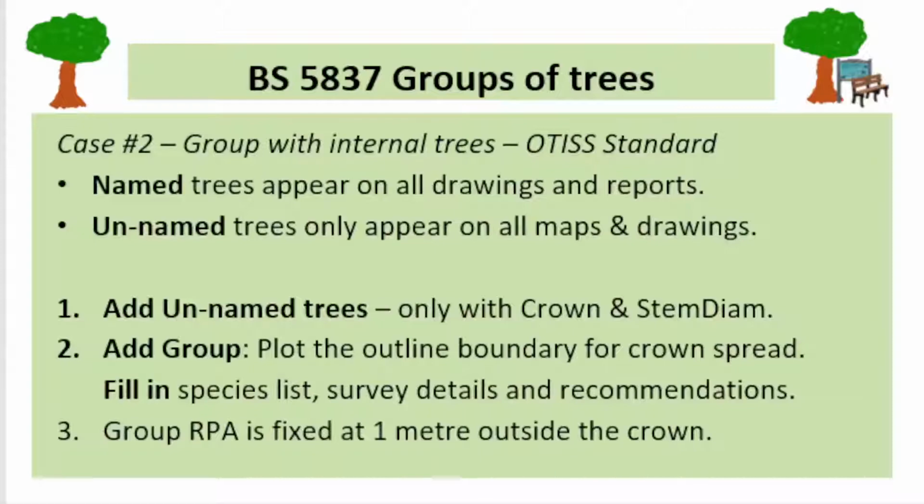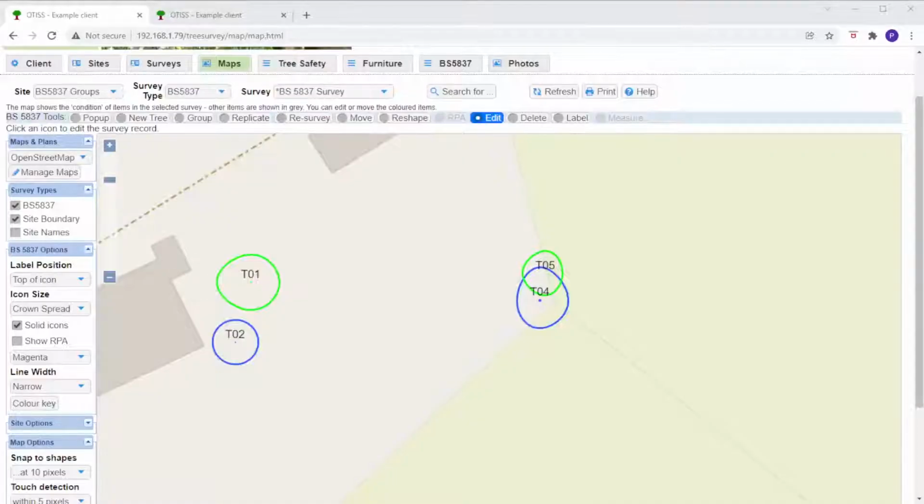And now for our group of larger trees. We have the concept of a named tree. It has a normal tag reference, T10, T11, and it will appear on all the maps and drawings and in all the reports. But we also have unnamed trees, and these only appear on the drawings and never in the reports. So to make our group, we plot a set of unnamed trees and then wrap them up in a group polygon and then fill in all the details for the report. So let's see how we do that.